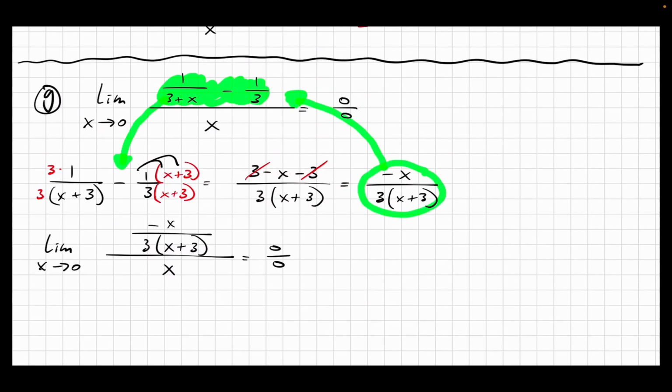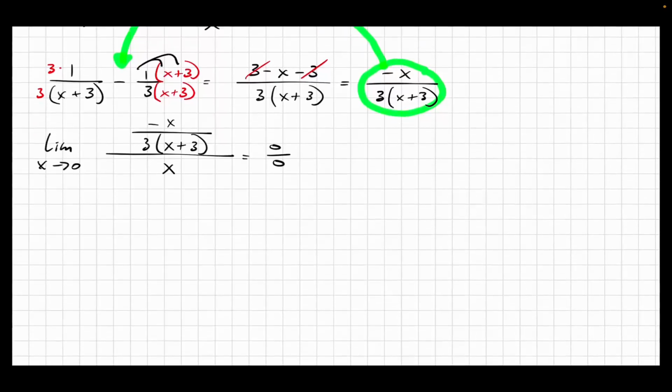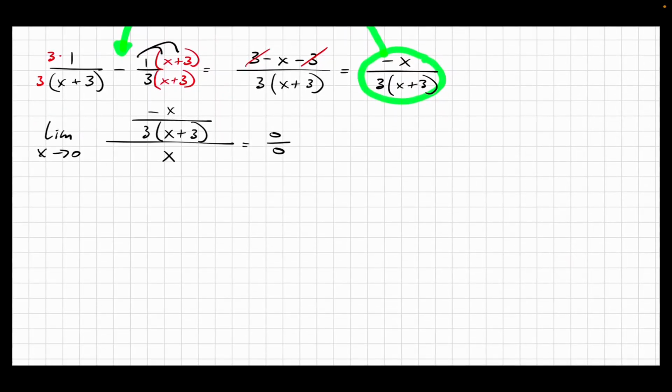Okay, so I combine the top. There's only one fraction on the top now. It's not 2 fractions being subtracted. But I plugged in 0 for x, and I still got 0 over 0. Okay. So last step is I'm going to divide by the denominator, or divide by the reciprocal. So the limit as x approaches 0, so the top fraction divided by the bottom.